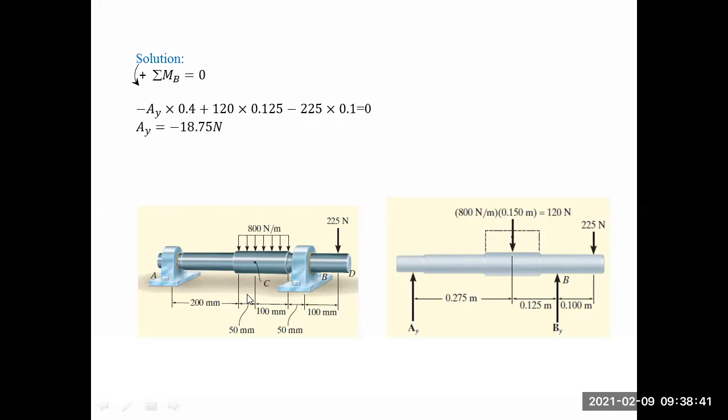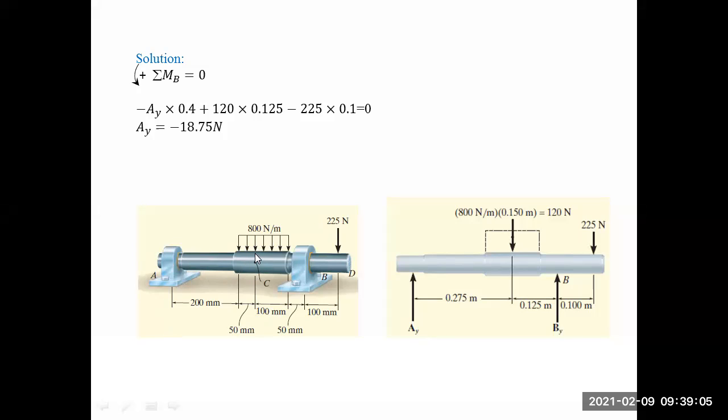If you took the left side, you see, you just have this uniformly distributed load, up to 50 millimeter. You don't have any external force, just the support reactions, and you have only one support reaction, which is A sub y. So that would be nice if you calculate the internal forces from this side.